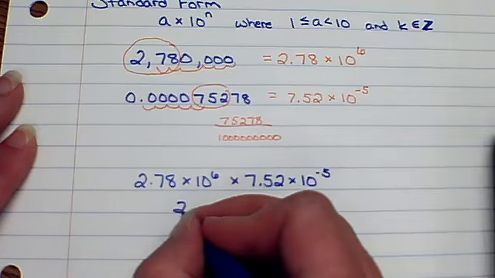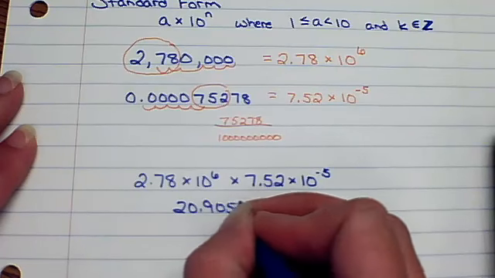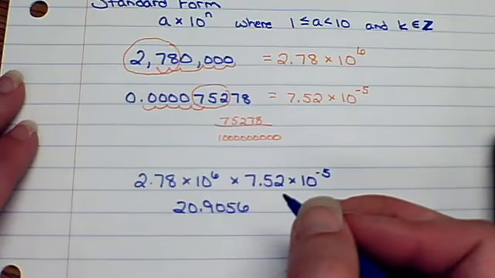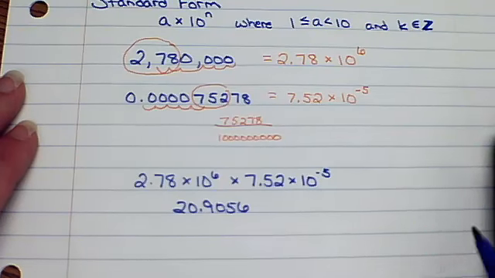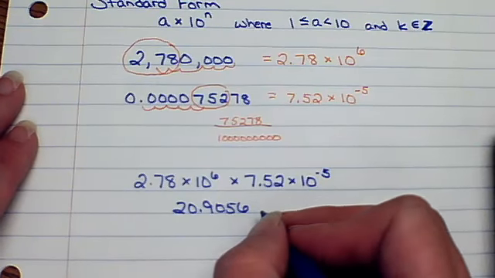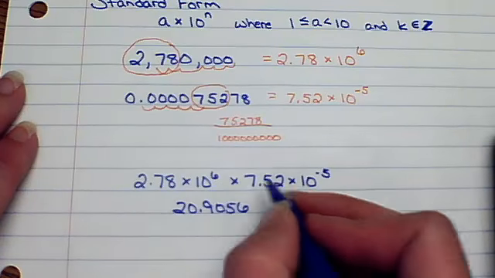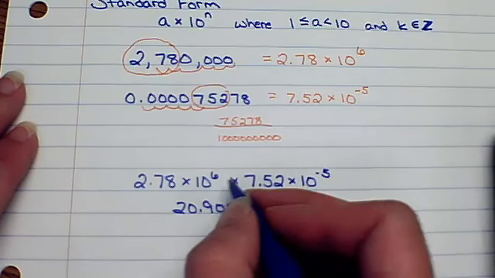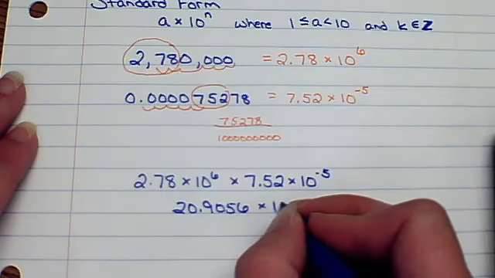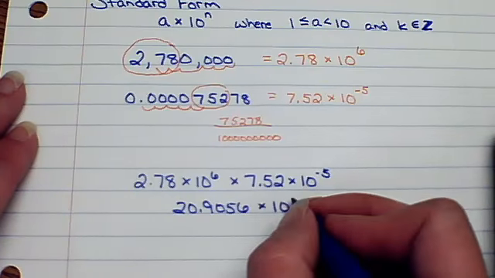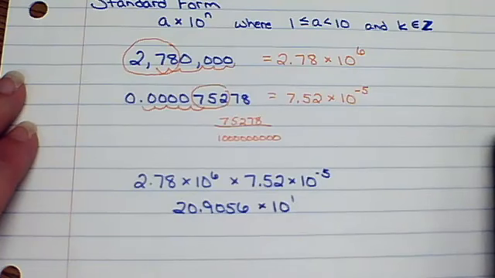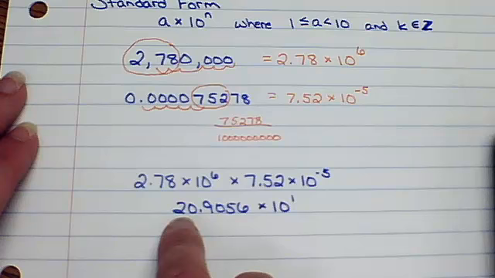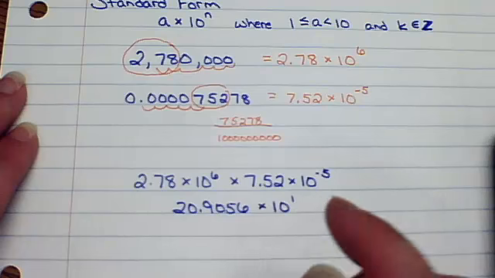20.9056. And you'll notice that I'm not rounding yet. I don't want to round yet. I'll wait to the end. Now let's see if we can remember our rules of exponents. Same bases. We're multiplying, so we add the exponents. So 6 plus negative 5 would be 1. Now, is this right? No. This needs to be a number between 1 and 10. It's 20. So I need to move the decimal spot over 1. So that means this has got to increase by 1.